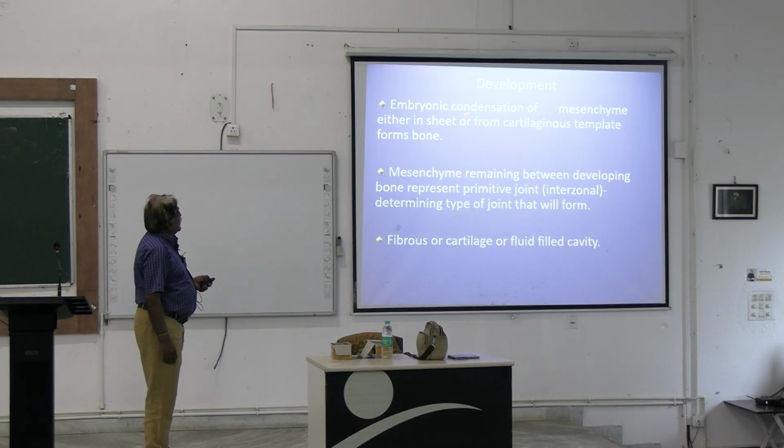Now, development: embryonic condensation of mesenchyme, either in a sheath or from a cartilaginous template, forms bone. Mesenchyme remaining between the developing bones represents the primitive joint, the interzone, which determines the type of joint that will form: fibrous, cartilaginous, or fluid-filled cavity.